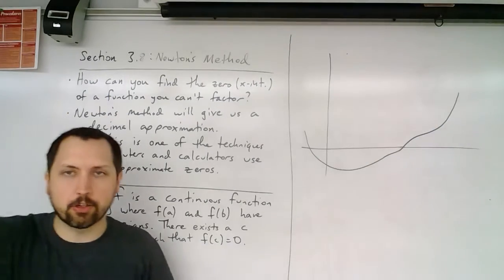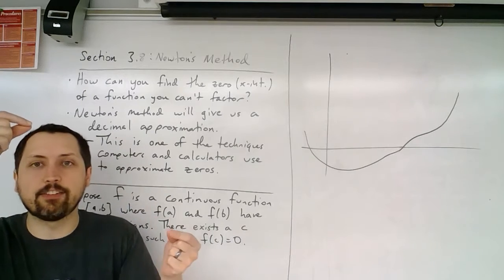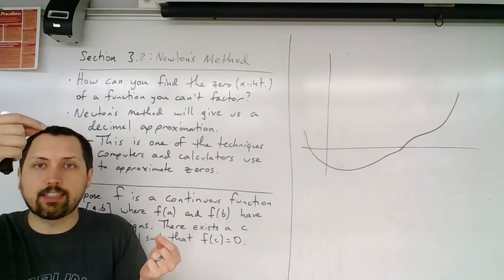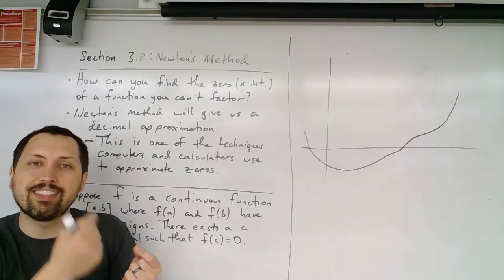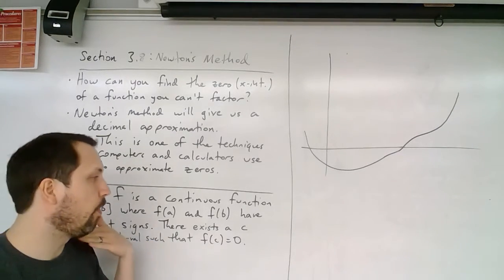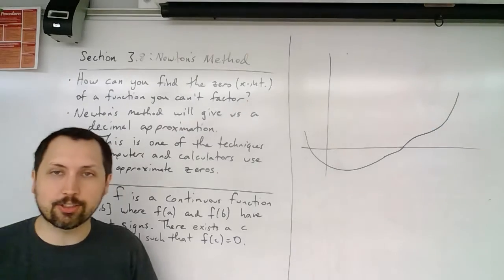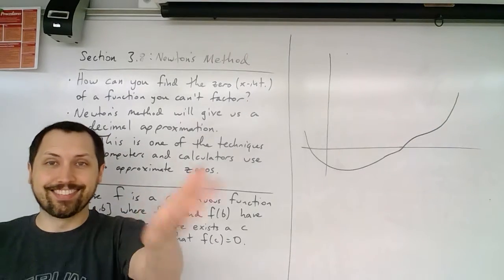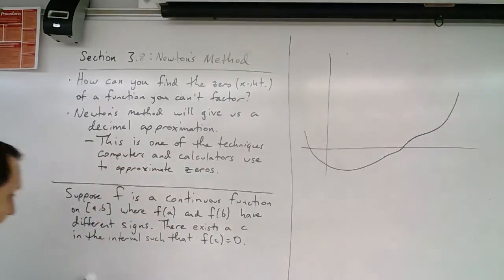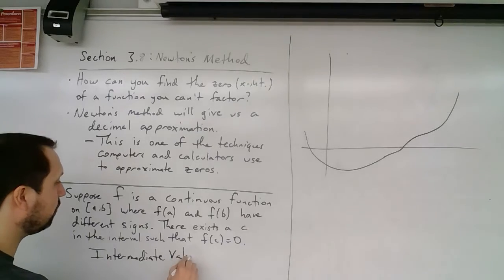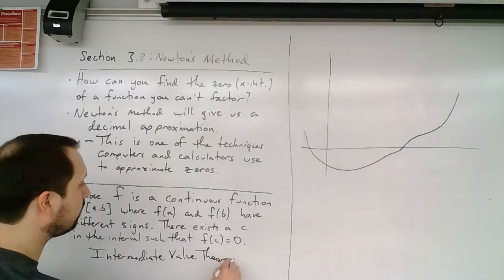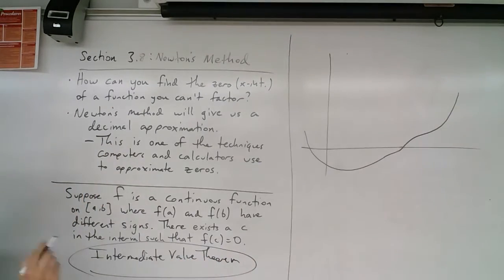Basically, if our function is positive at one end and negative at the other, then as long as it's continuous, there's some point in the middle where our function is equal to 0. So the question is, why do we know this? Excellent, it's the intermediate value theorem. Exactly. The intermediate value theorem is what told us this.